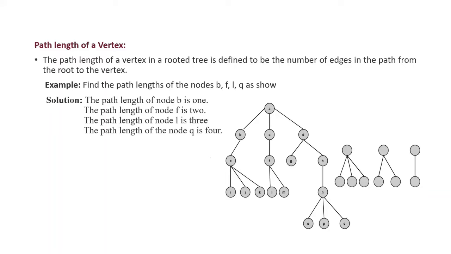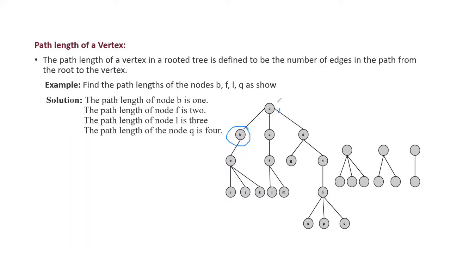Path length of a vertex. The path length of a vertex in a rooted tree is defined to be the number of edges in the path from the root to the vertex. So we'll see the example. Here, find the path length of the nodes B, F, L, Q as shown. Here we find the path for each and every node. Suppose we have to find the path length for B. As per the definition, it is the number of edges in the path from the root to the vertex.